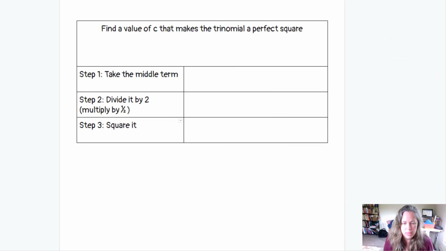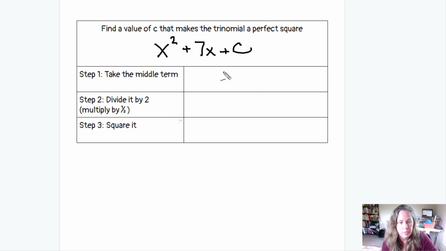So let's do one. I'm going to give you one, then I'm going to ask you to pause and try it, and then I'll do it out for you. Actually, I think we're going to do x squared plus 7x, because I think you have a 9 in one of your practice problems. X squared plus 7x plus c. Go ahead and find the value of c that makes the trinomial a perfect square. So pause. I'm going to keep going.